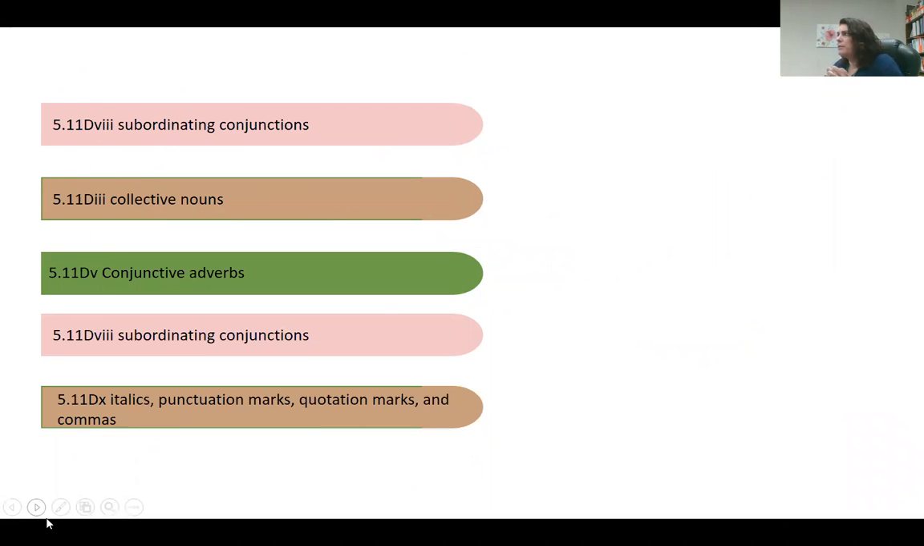Looking from the top to the bottom, the TEKS that you're going to cover in grammar are the following. 5.11 DVII, subordinating conjunctions. 5.11 DIII, collective nouns like the we, those types of words, groups. 5.11 DV, conjunctive adverbs. 5.11 DVIII, subordinating conjunctions, and 5.11 DX, italics, punctuation marks, quotation marks, and commas. That one's a pretty big one that you'll be covering in there.